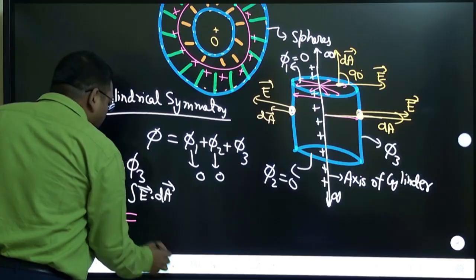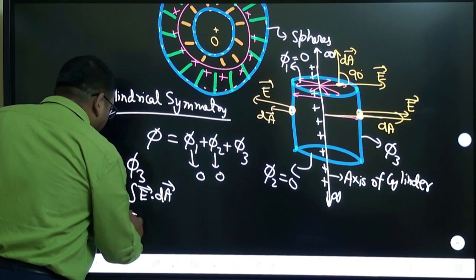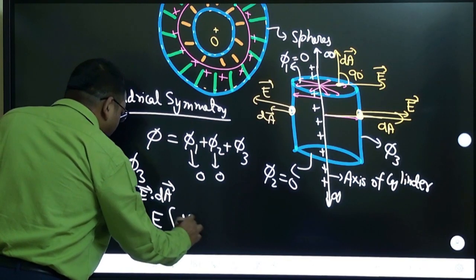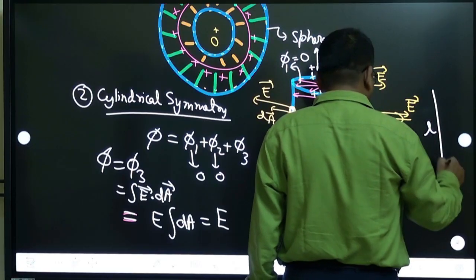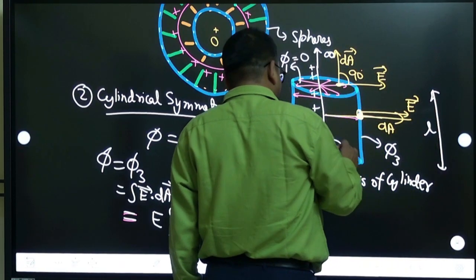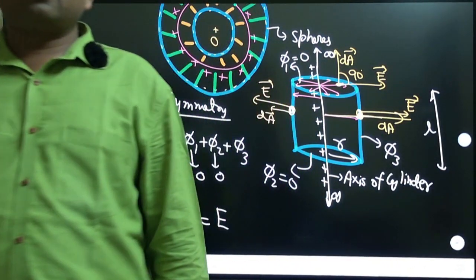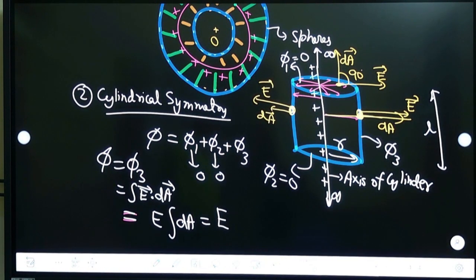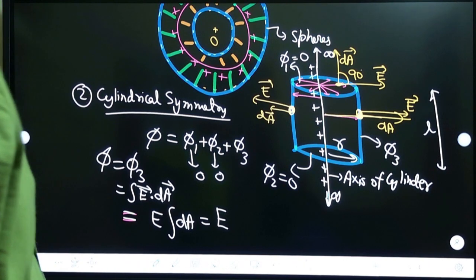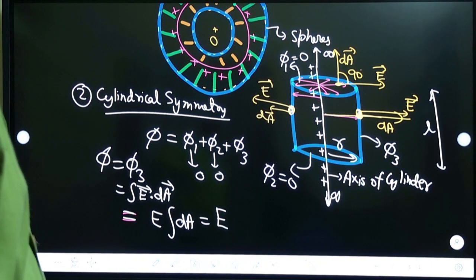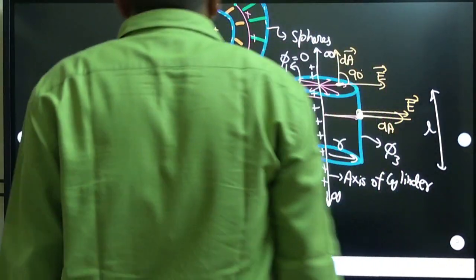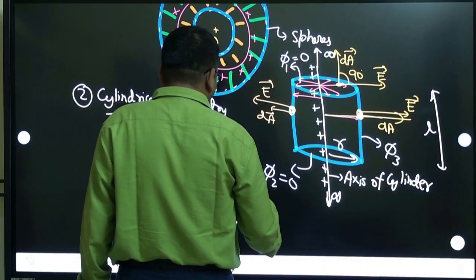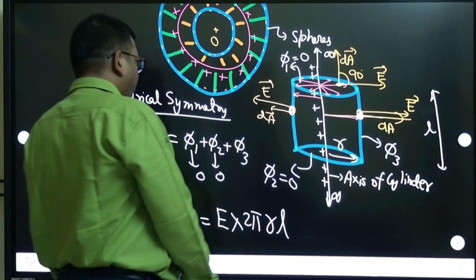Note that here the field will be constant and you will take it out, and basically you have to do the integration of the area. What is the curved surface area of this cylinder? Let us say the length of this cylinder is L and the radius is R. Tell me the curved surface area of a cylinder. Correct, so this will become E into 2 pi r l.